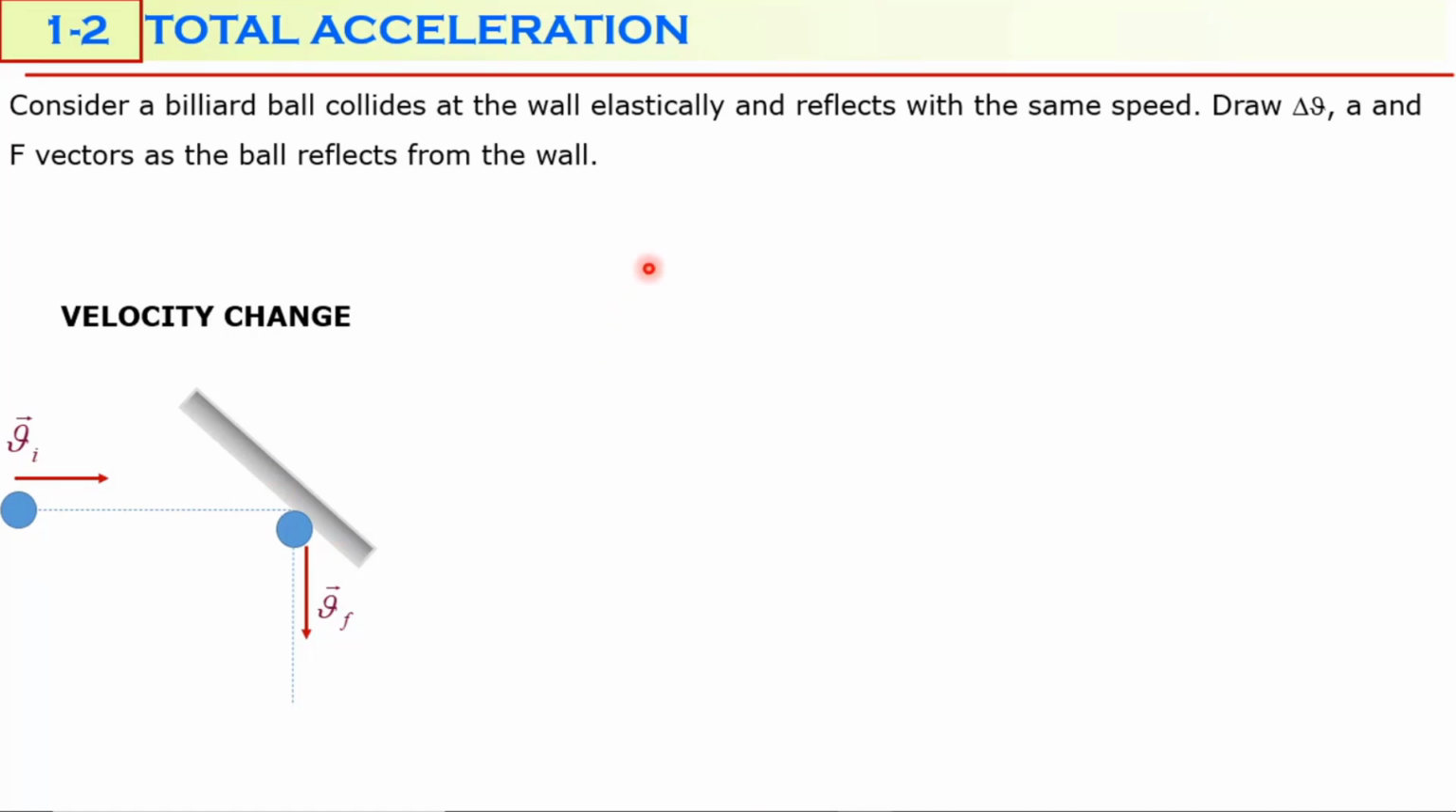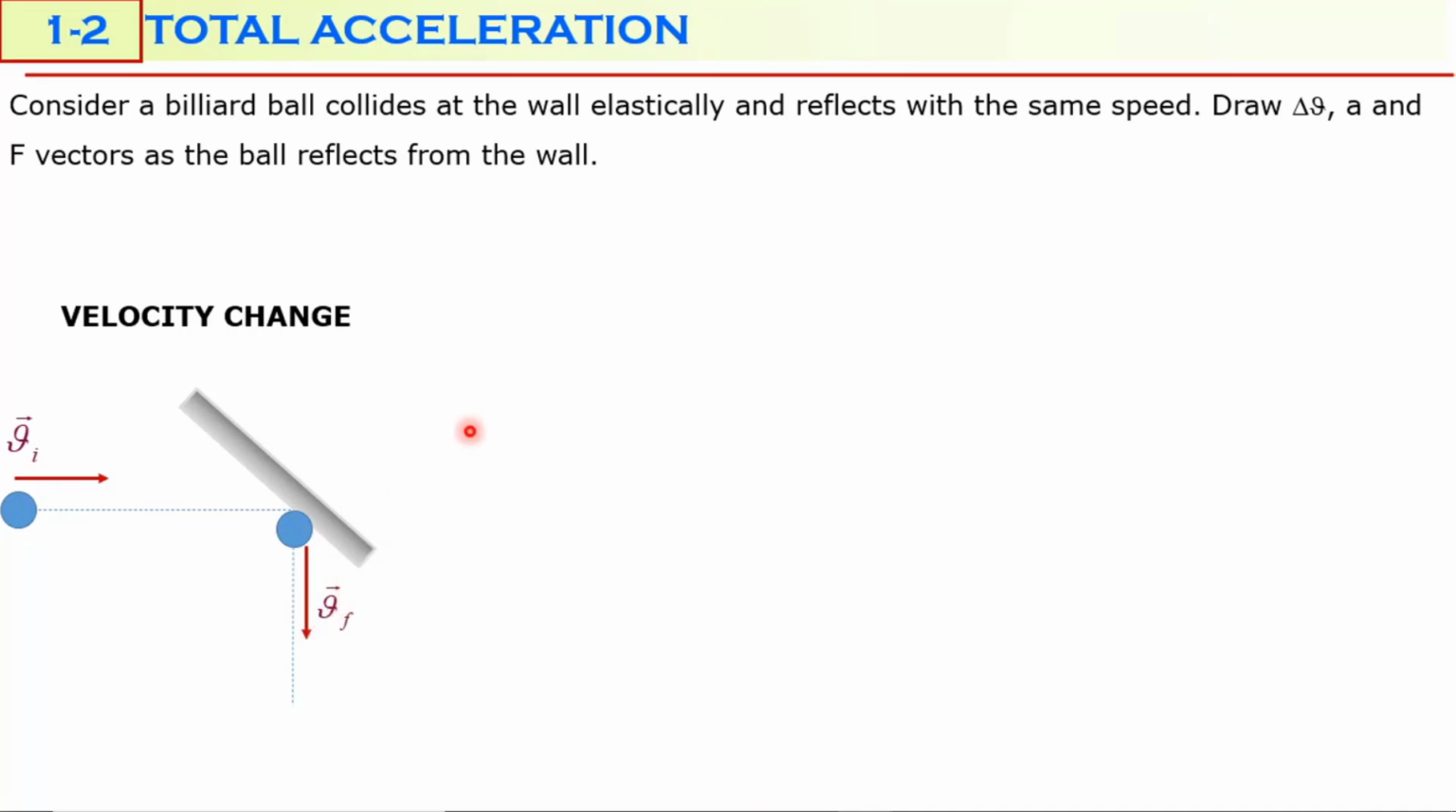But are the velocities the same? No, because initially the ball is moving to the right, but after reflection it is moving down the page. So the velocities are not the same. Speeds are the same as a scalar quantity. Give a random number, say 10 meters per second here. Here it is also 10 meters per second because the question says elastic collision. Billiard balls generally make elastic collisions with the wall, so it reflects with the same speed, but the direction of motion changed.